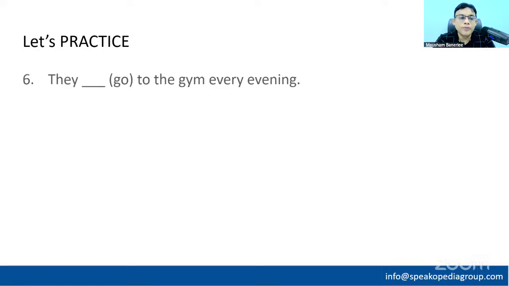Two more to go. They dash go, in bracket go bracket close, to the gym every evening. They dash go to the gym every evening. What shall be the correct answer? Think it out and comment below. Do comment, because once you start making sentences, automatically you will start improving.